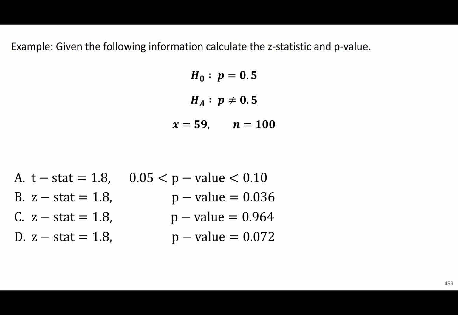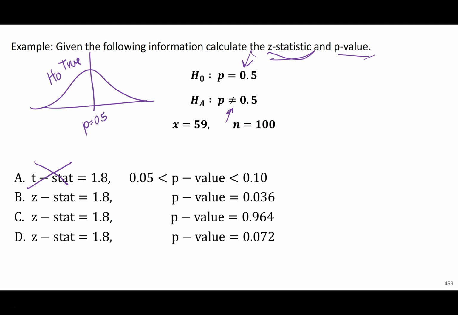Okay, so right off the bat, it says calculate the z-statistic and p-value. It's a two-sided test because of this not equal sign. It's for a proportion. That immediately tells us not a t-statistic. Not only that, it's if the null were true, so p is equal to 0.5, right? And then what we actually observed, p hat, is going to be equal to 59 over 100. That's going to be 0.59. That's pretty nice.